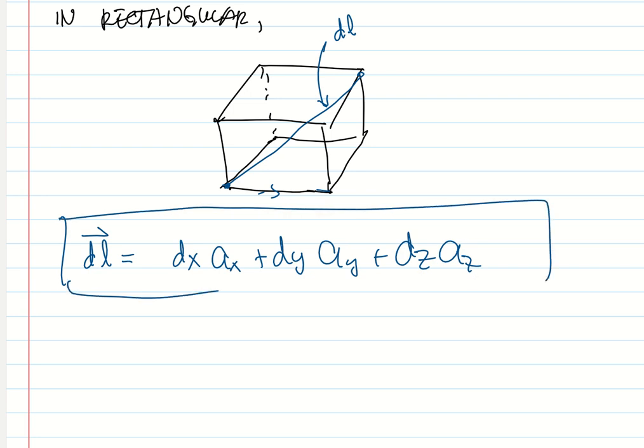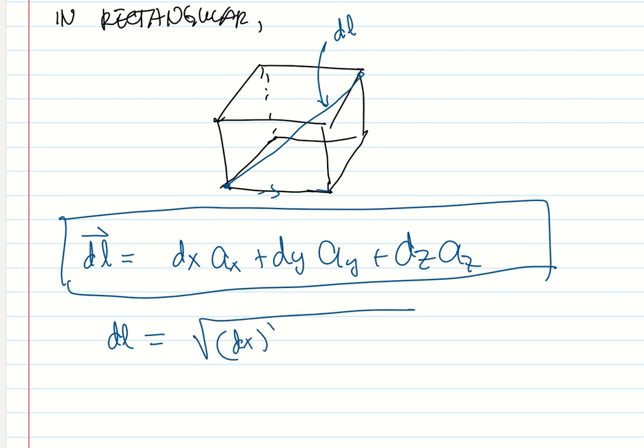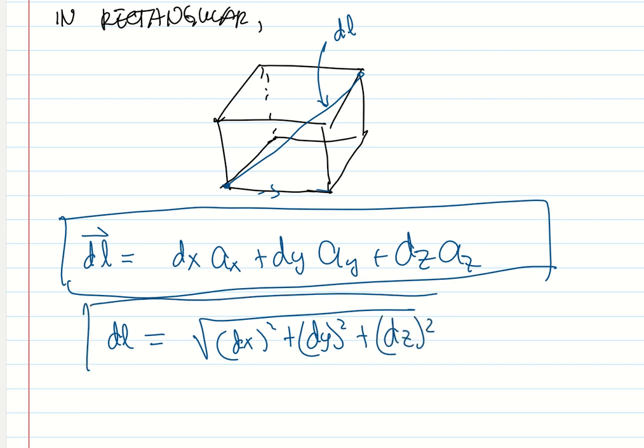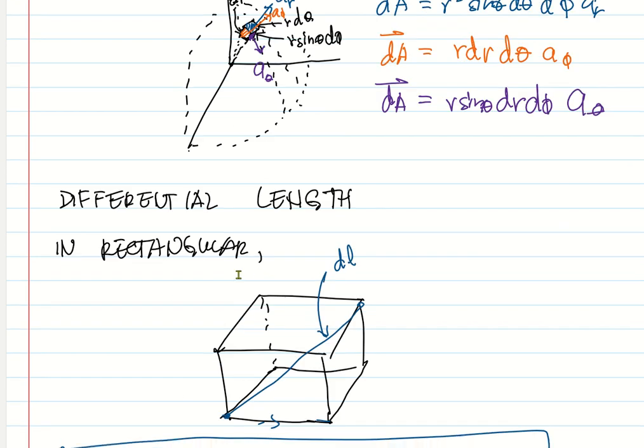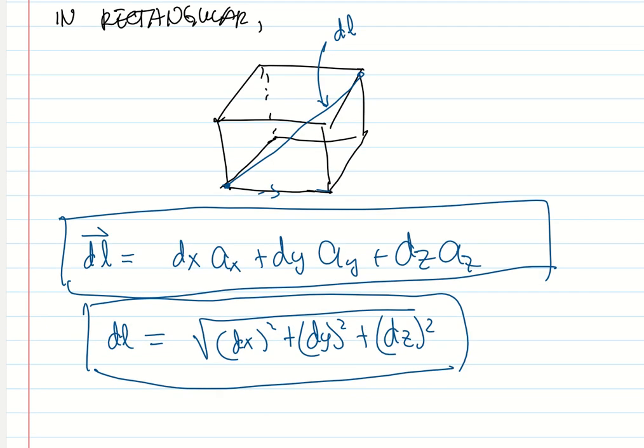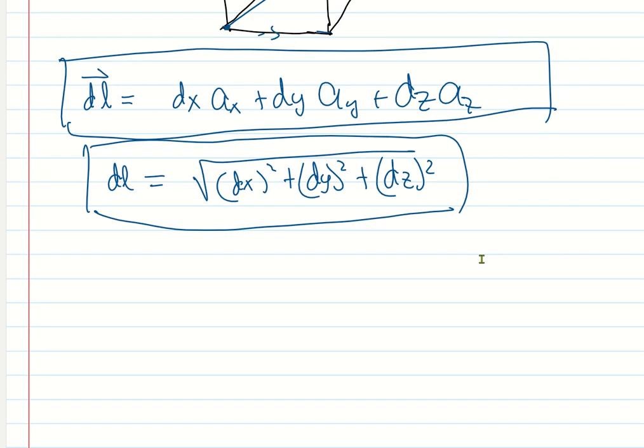If you want to determine the actual length, it's the magnitude of dl. This is just equal to the square root of dx squared plus dy squared plus dz squared. So for the magnitude, this is the formula. For the vector, we have the unit vectors for the different directions. So this is the differential length in rectangular.